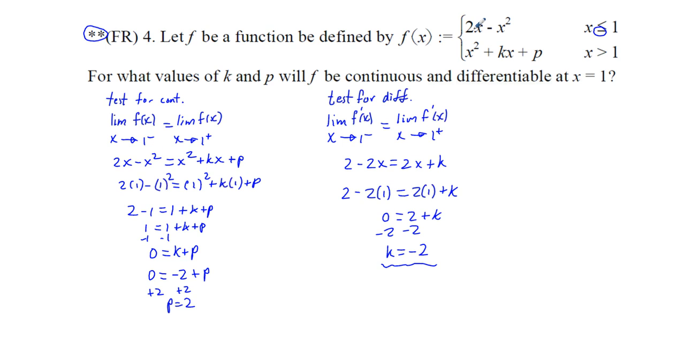So if we have 2 times 1 minus 1 squared on the left-hand side, we have 1. On the right side, we have 1 plus negative, let's see, kx will be negative 2, plus 2. That checks out. So these will check out.